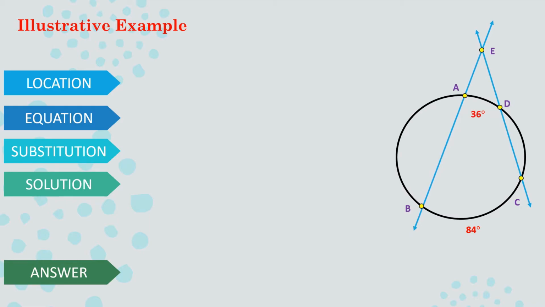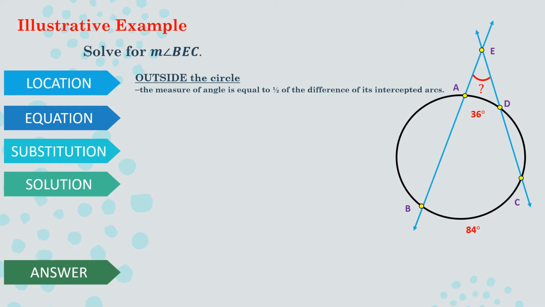Okay, now let's have this figure. Given the figure, solve for the measure of angle BEC. First, locate angle BEC, and it is actually an angle formed outside the circle. Since it is formed outside the circle, its measure is equal to 1/2 of the difference of its intercepted arcs. So for our equation, we will have measure of angle BEC is equal to 1/2 of the difference of the intercepted arcs, which are measure of arc BC minus measure of arc AD.